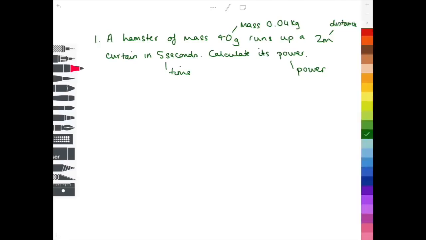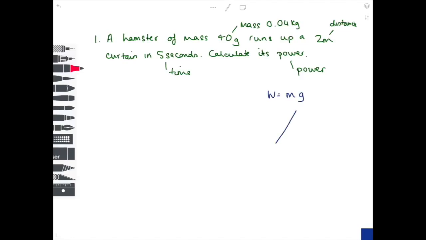Now, this question is actually more complicated than it looks because you need quite a few equations, as there's no equation which directly links mass, distance, time, and power. First equation we need is weight equals mass times gravity. The next one we need is a formula triangle, which is work done equals force times distance. And the last one contains power, which after all is what we're after, which is work done is power times time.